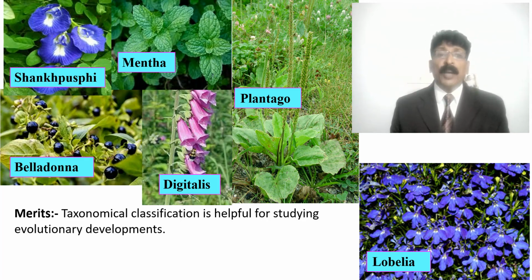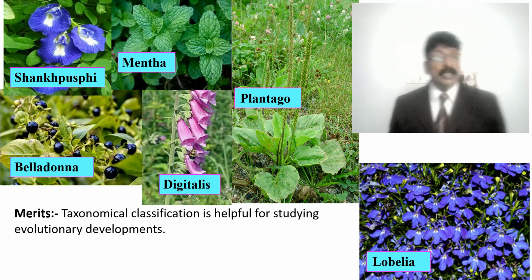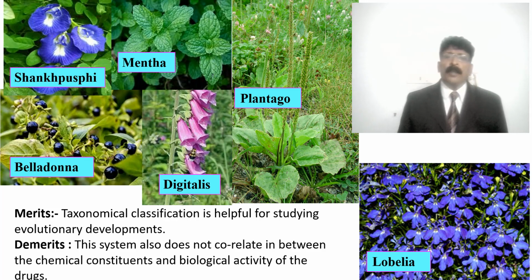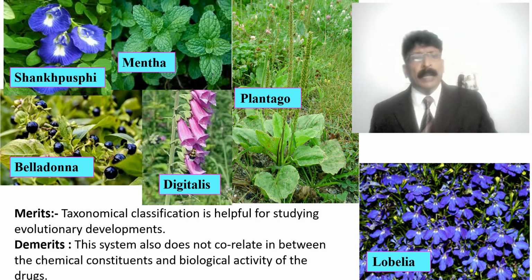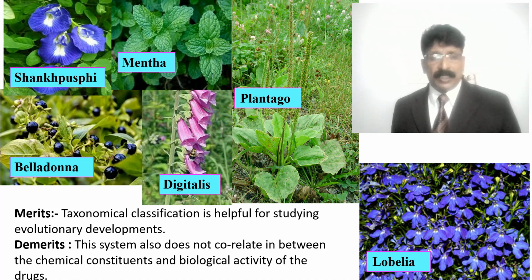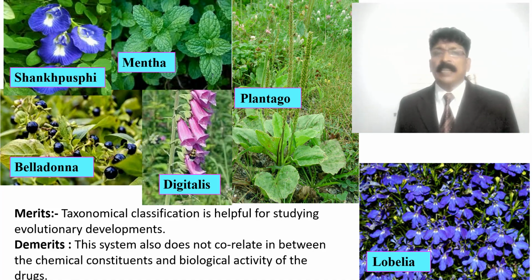Merits: taxonomical classification is helpful for studying evolutionary development of the plant kingdom. And you can see the disadvantage: this system does not correlate the chemical constituents and the biological activity of the drugs. So it should be written with examples always when you are explaining a classification.